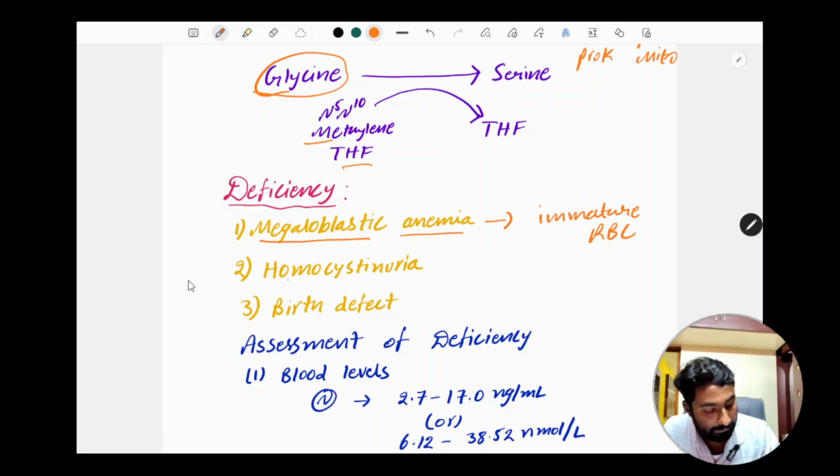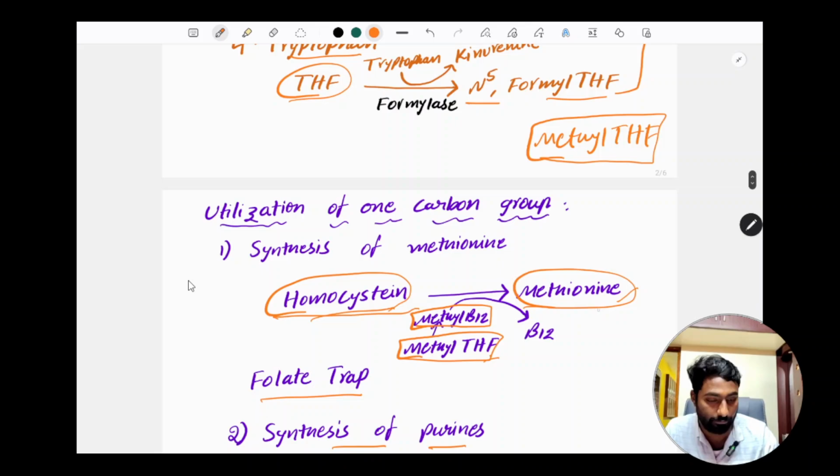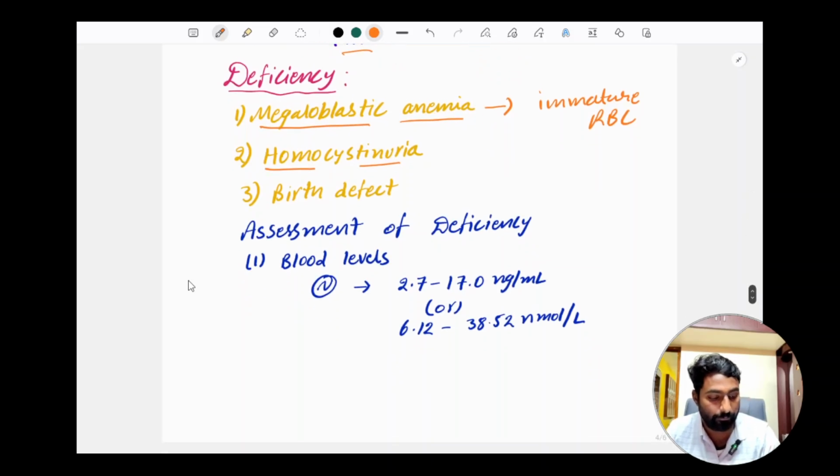And the second deficiency manifestation is homocystinuria. As we had seen, homocysteine getting converted into methionine requires methyl B12, which is indirectly coming from methyl THF. So any deficiency of THF will lead to accumulation of homocysteine, which will be excreted in the form of homocystinuria. Now, birth defects. Any deficiency will cause spina bifida.